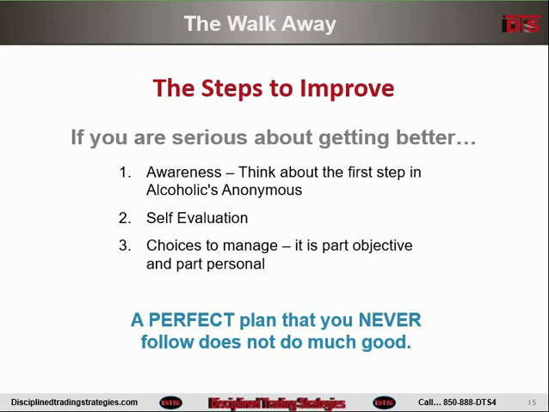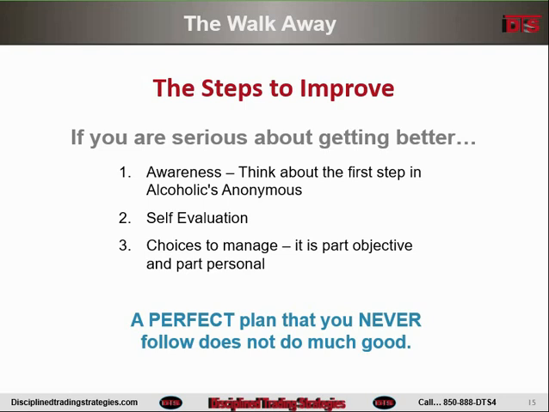All right, some steps to improve. If you're serious about getting better, we're getting to the best part of this now. So we're getting to the instructional part. I think all of this is good, but some steps to improve. If you're serious about getting better, here's the three-step process. Number one, awareness. Think about the first step in Alcoholics Anonymous. So many people don't even realize that they have a management problem. I'll explain that in just a minute. Number two is self-evaluation, to figure out what you're doing. And number three, choices to manage.